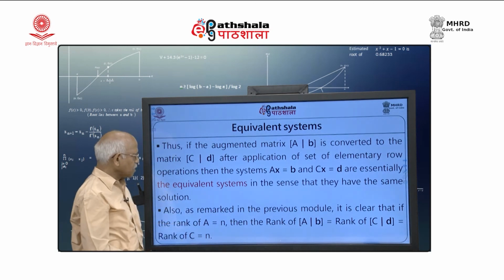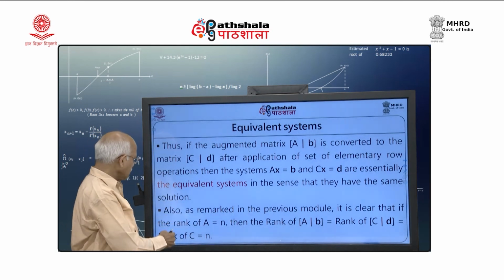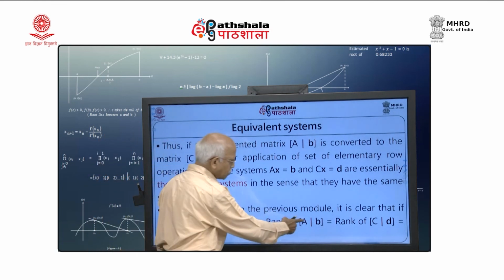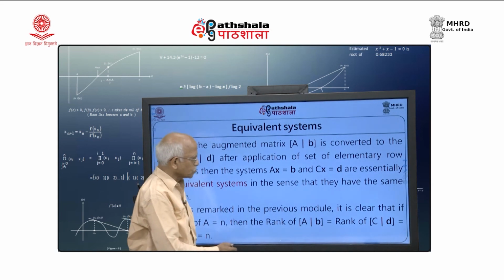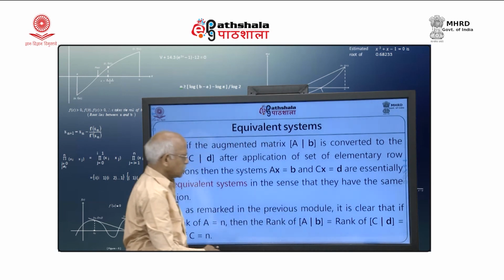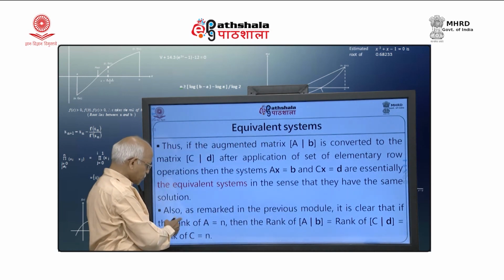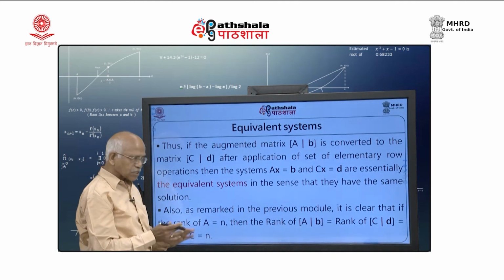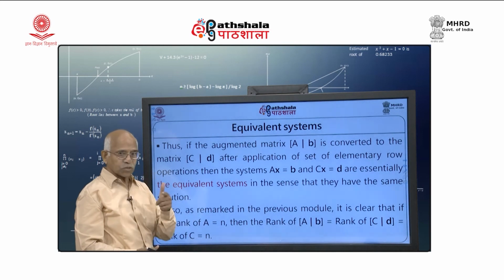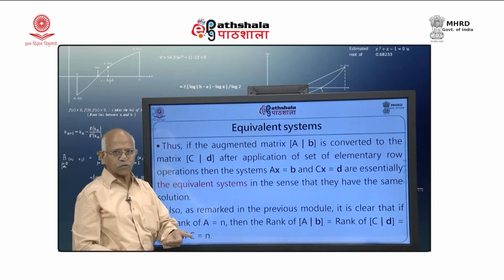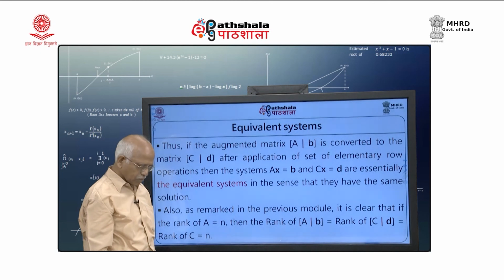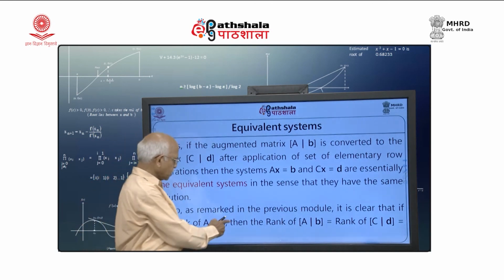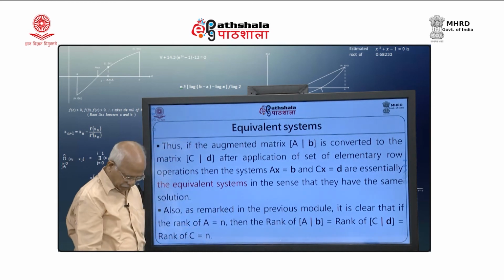Also, as remarked in the previous module, it is clear that if the rank of A is equal to n, then rank of [A | b] will also be equal to rank of [C | d], which is equal to rank of C, and that will also be equal to n. So, rank does not change, because we have used elementary row operations for finding rank also, and rank of the matrix does not change by application of elementary row operations, and therefore all these ranks are the same.